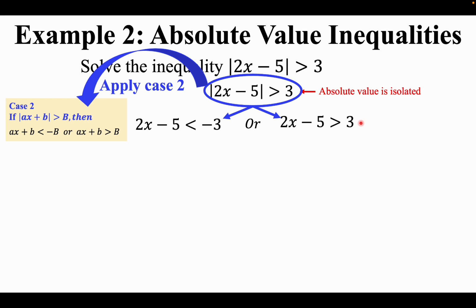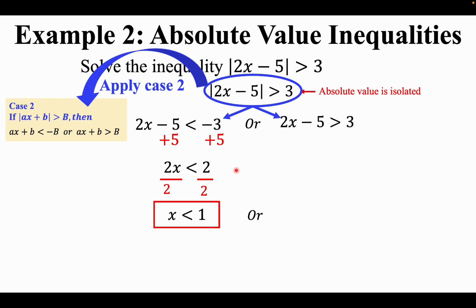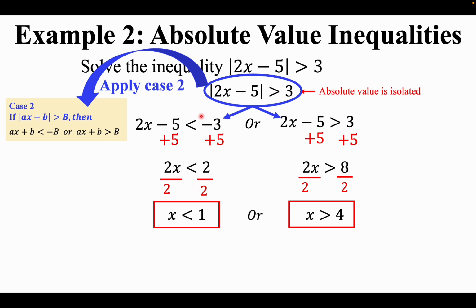And then you solve each inequality one by one. So let's add 5, which simplifies to 2x is less than 2. And then we can divide by 2 to isolate the variable x. So you end up with x is less than 1. Or we can add 5 to both sides. You get 2x is bigger than 8. And then again, let's divide by 2, which simplifies into x is bigger than 4. So what we get out of this is that the solutions to this inequality would be everything to the left of 1 and everything to the right of 4 together.